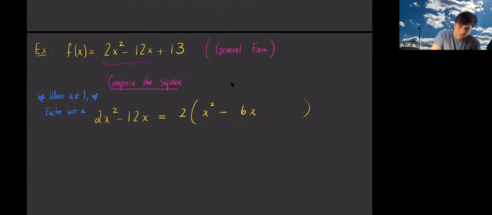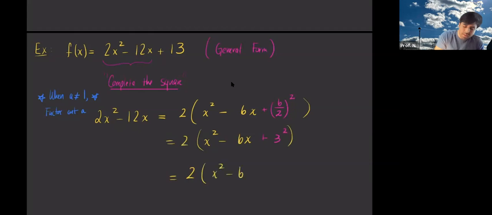I'm going to put this in different colors. I'm going to put this as 6. I'm going to divide it by 2. I'm going to square it. And I'm adding this, of course. So what's 6 divided by 2? It's 3. And what am I doing to the 3? I'm squaring it. And so when I do that, what happens? I get x squared minus 6x plus 9.